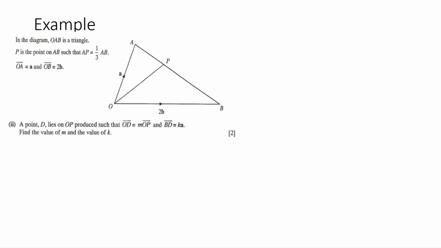Next, let's just say there's a second point D that lies on OP such that OD is equal to M OP. Okay, so I'm just going to mark here that this is D. So OD is M OP. And so M must be a fraction. And BD is where? Oh, BD, this one. I'm sorry, just please treat it as a straight line. BD is K A. How can BD be K A?